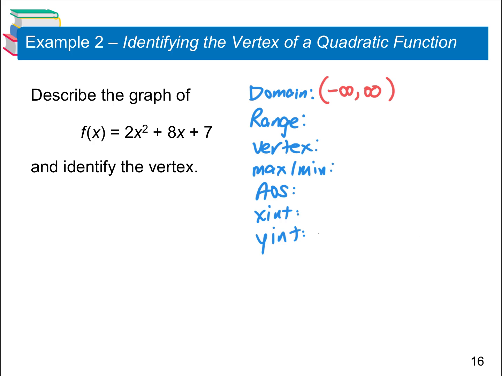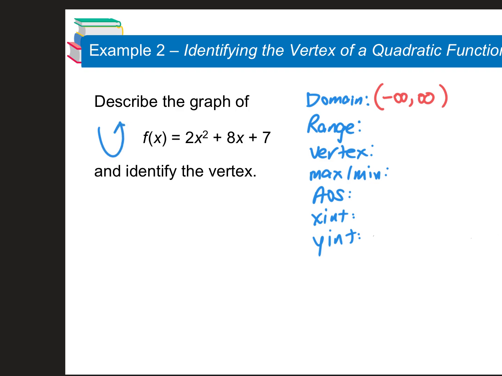Now, what kind of a parabola is this? Positive or negative? Positive. So draw yourself a little picture. This is a happy parabola. It's facing what direction? Up. It's facing upwards. So think about this point right here. This vertex, is it a maximum or a minimum? It's a minimum. And it's going to be at the y part of the vertex. We don't know what it is yet, but we'll find it.